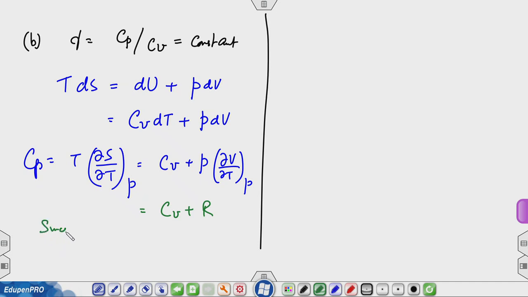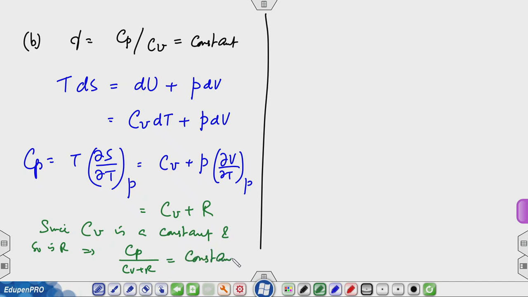Since Cv is a constant and so is R, this implies Cp, which is Cv plus R, is equal to a constant.